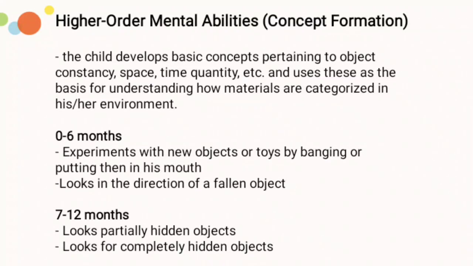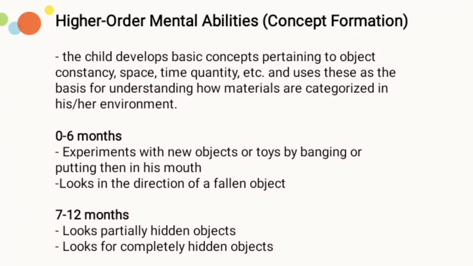Talking about higher order mental abilities, or concept formation, the child develops basic concepts pertaining to object constancy, space, time, quantity, and etc., and uses this as the basis for understanding how materials are categorized in his or her environment. In 6 months, they will experiment with new objects or toys by banging or putting them in the mouth. And of course, they will look for the direction of a fallen object.